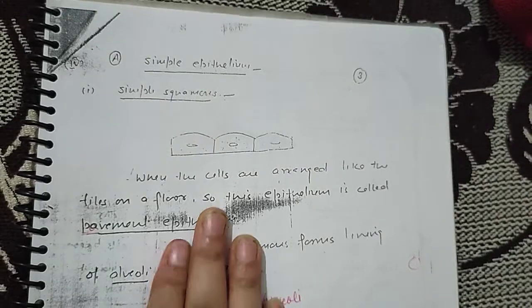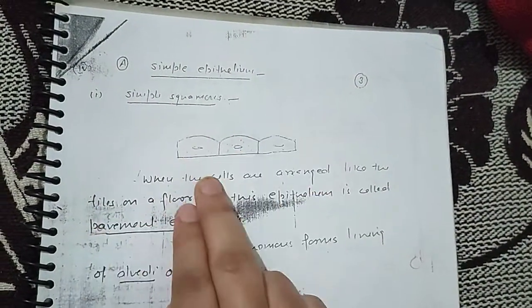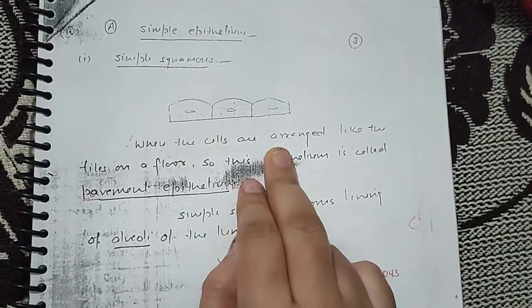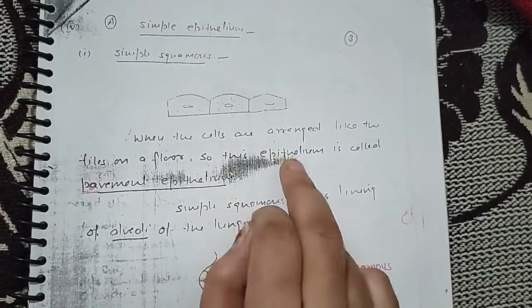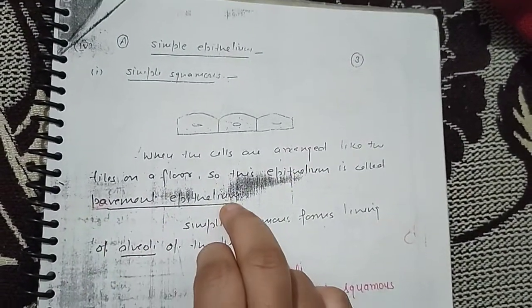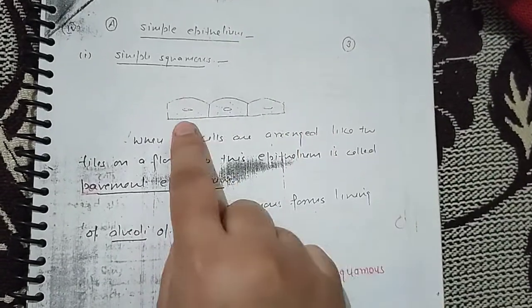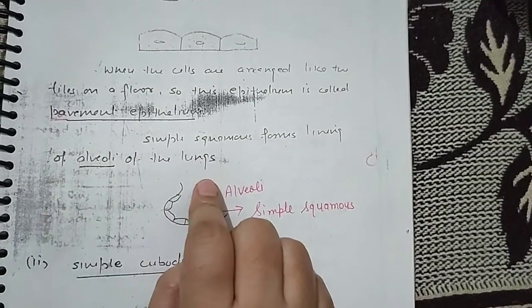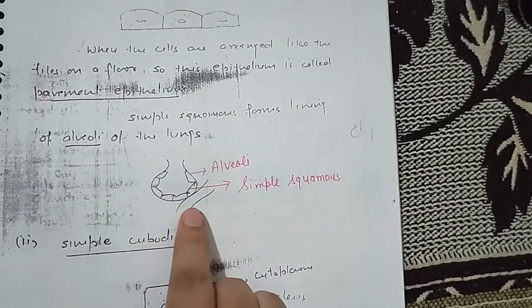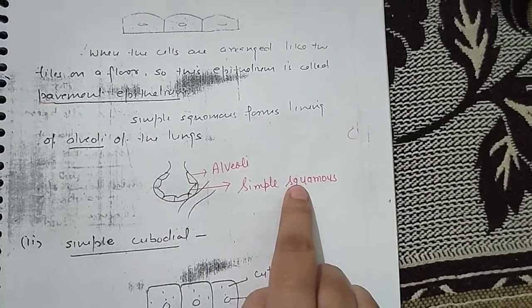Here you can see simple squamous. When cells are arranged like the tiles on a floor, this epithelium is called pavement epithelium. Here you can see the structure. Simple squamous forms the lining of the alveoli of the lungs. This is the alveoli. This is a simple squamous cell.